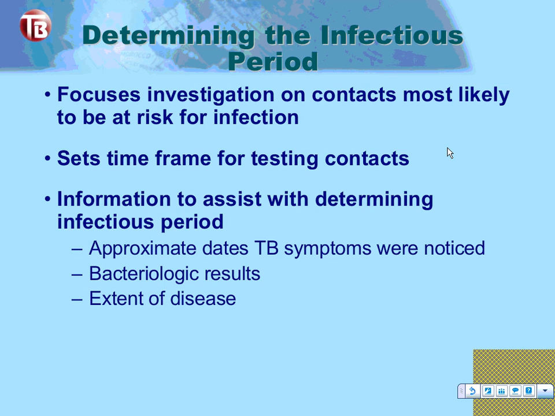Various factors are involved in defining what the infectious period would be. It's based on the approximate dates when TB symptoms started, when the TB diagnosis was made based on bacteriologic results, and also based on radiographic findings. If you have a patient with radiographic findings that reveal total destruction of the left lung, then by looking at the chest X-ray, we can say with certainty that this process did not evolve over a week or so. So it gives us a general idea of the duration of the disease process.